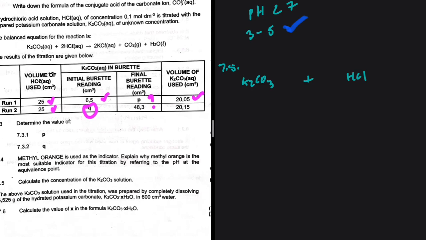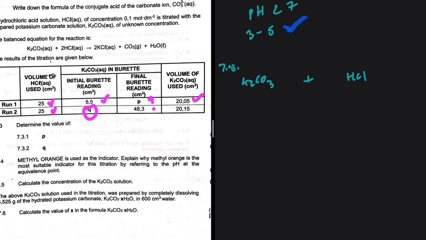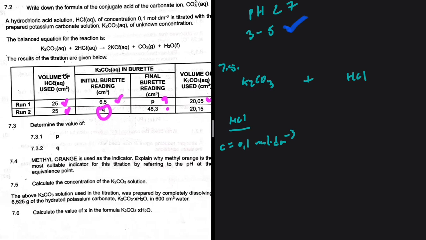Let's see the information that we have. We have the concentration of HCl. The concentration of HCl is said to be C equals 0.1 mole per decimeter cube. And then what about the volume of HCl? Well, it is given to us as 25 centimeter cube. So already looking at these variables, I can find the number of moles of acid, HCl.